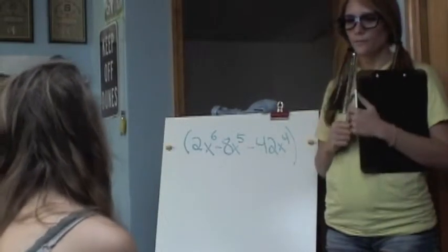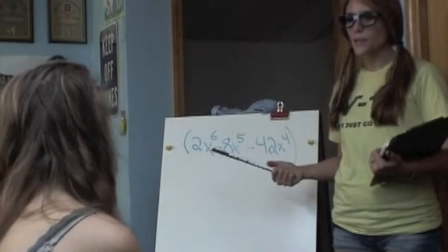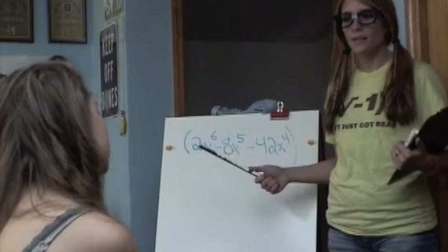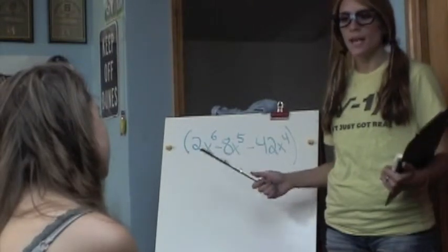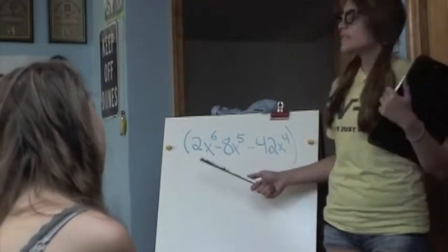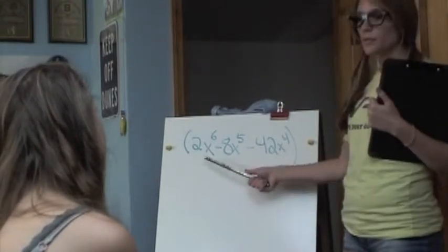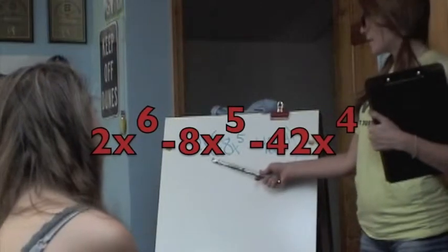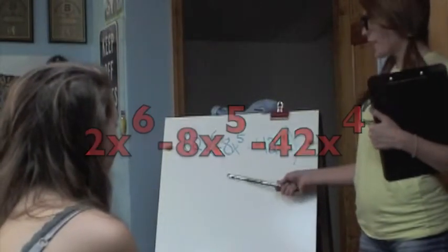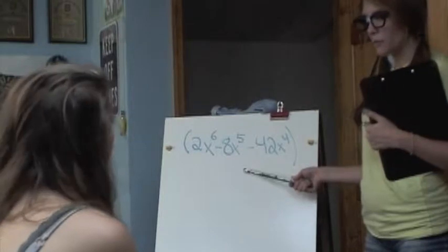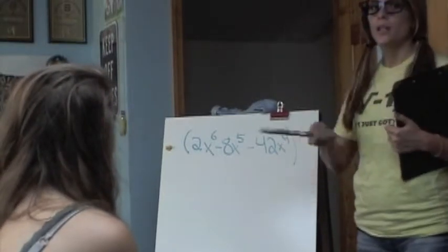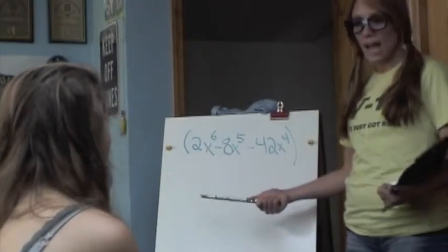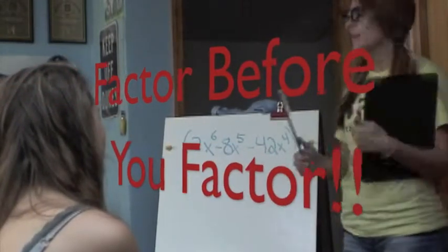How am I supposed to do this one? Quadratic factoring problems may not always come in the simple form ax squared plus bx plus c. Sometimes there are multiple x's. In this instance, it is 2x to the 6th minus 8x to the 5th minus 42x to the 4th. Now, we can get rid of these ugly variables by factoring before we factor.